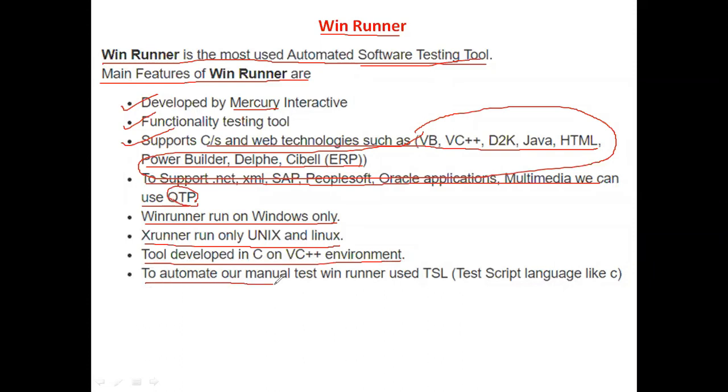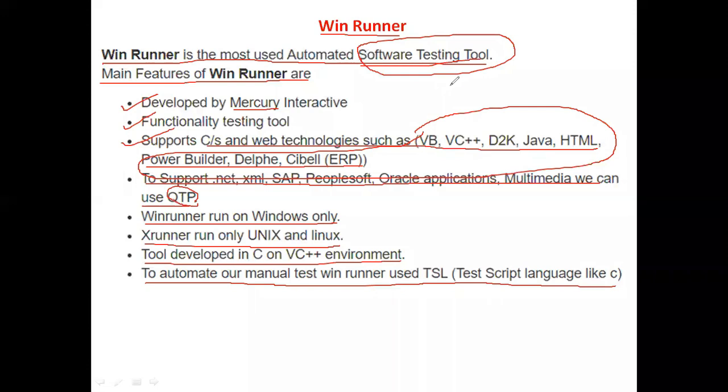To automate our manual tests, WinRunner uses TSL. TSL means test script language, which is like C. So simply saying, WinRunner is an automated software testing tool, and we are going to run this WinRunner software on Windows only.